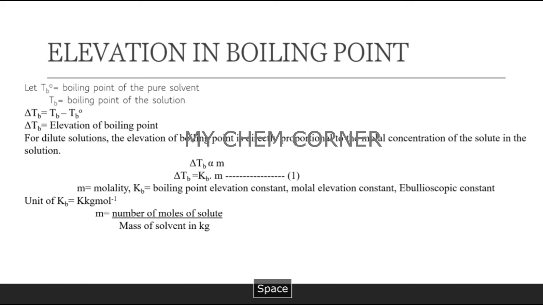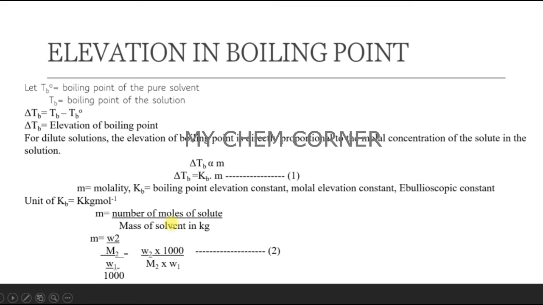Now, when we look at molality, what is the formula of molality? Number of moles of solute by mass of solvent in kilogram. That is the formula of molality. So now I'm just going to write it mathematically. Number of moles of solute, when I expand it, is the weight of the solute divided by molar mass of solute. And we all know solute is component 2, so it's going to be W2 by M2.